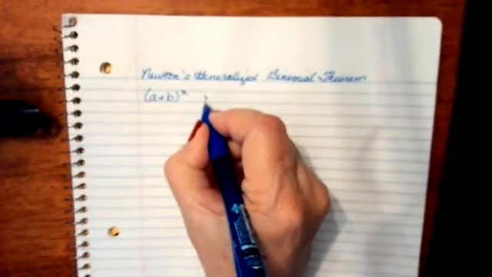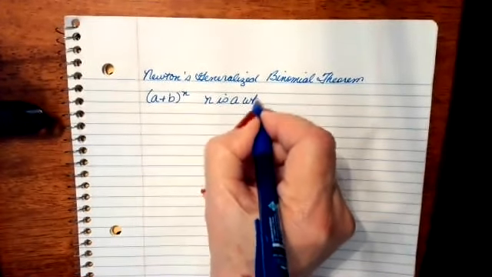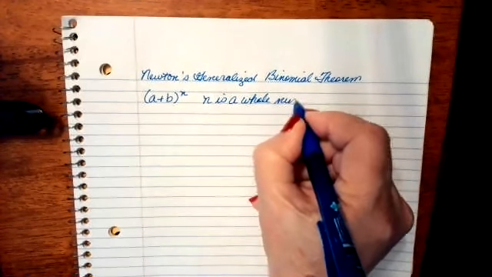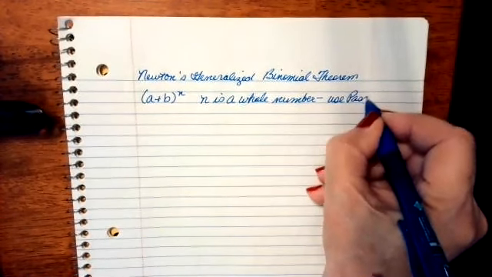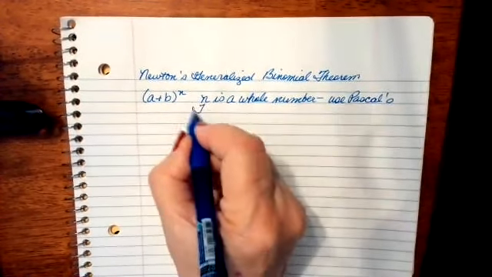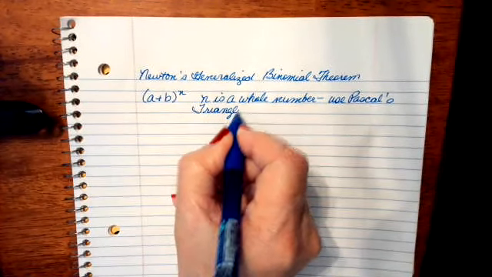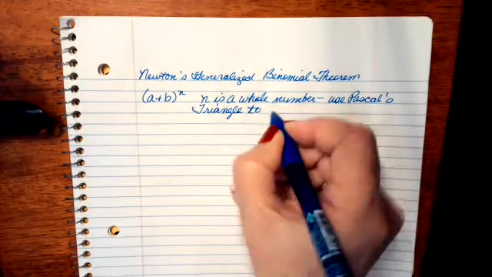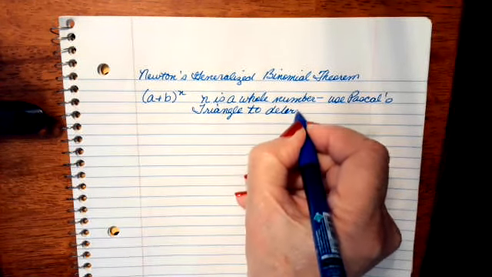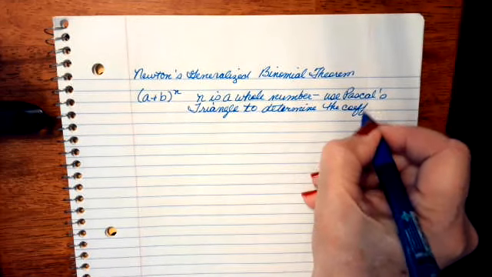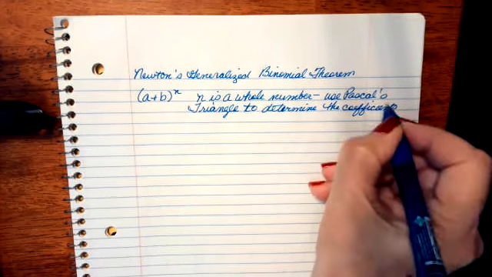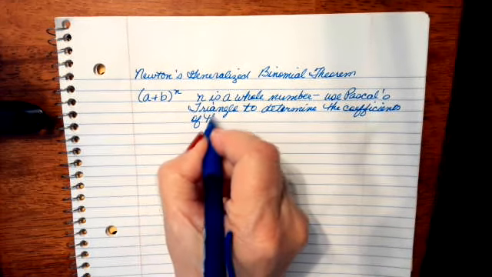That when you've got a plus b to the nth power, and n is a whole number, you can use Pascal's triangle to determine the coefficients of the expansion.